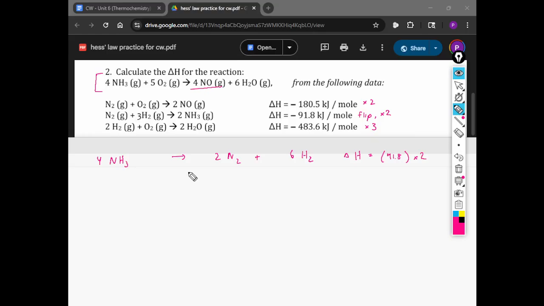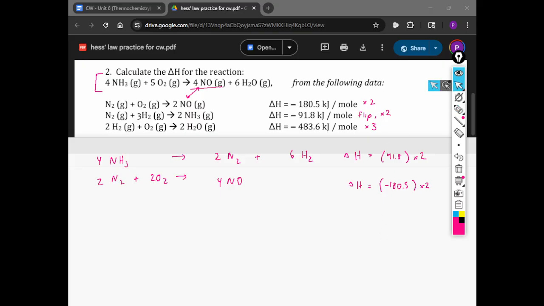If you have a component that's in multiple equations, skip that one and go to the one that's just in one of them, because it just makes it easier. Okay, so for NO, it is in equation 1, and the only problem is that you need to double it. So you're just going to double equation 1. So 2N2 plus 2O2 produces 4NO, and for your delta H, you just need to double negative 180.5.